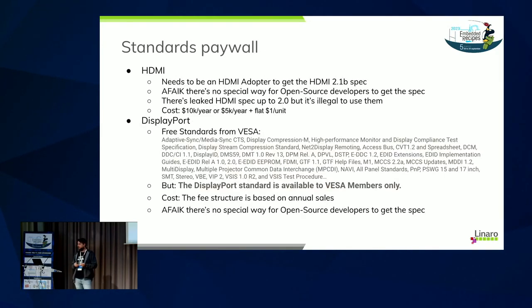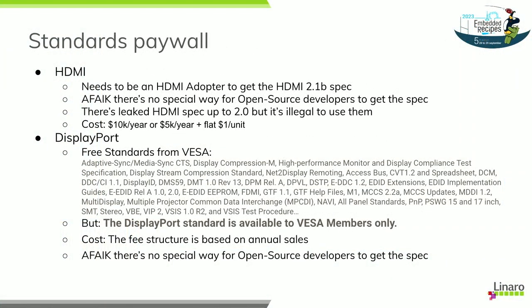Then there's the standard paywall. This is the biggest issue, because there is absolutely no way to get the specification as an open source developer and DRM maintainer, for example, as a DRM bridge and DRM panel maintainer. I should maybe have a way to get documentation and specifications of DSI, DisplayPort, or HDMI, so we can implement them correctly. And even worse, we don't have the hardware to validate the implementation. Vendors, when they make a product, if they want to have the HDMI or DisplayPort stamp on it, need to pass the conformance test.